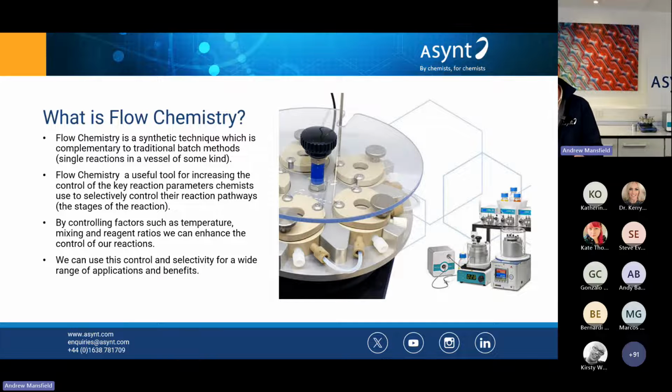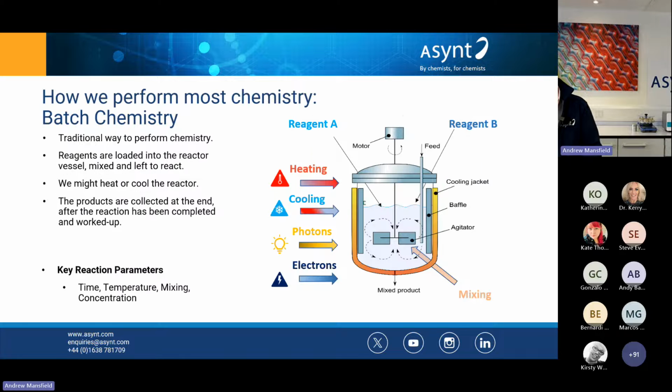And if we can control all of those factors, it gives us lots of benefits and opens up a wide range of applications. So let's start off at the basics. We all know how to perform traditional batch chemistry. We have either a round bottom flask or a jacketed reactor. We load our reagents in, we heat and cool them. We can even shine a light on them to do photochemistry.